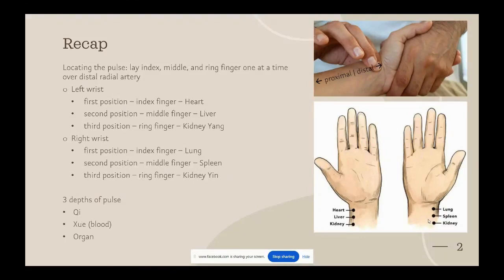And then at each of these three positions, there are three depths of the pulse: the superficial level, which corresponds with the qi, the middle level, which corresponds with the shui or blood, and the deepest level, which corresponds with the organs, or the yuan qi, some say, which is our prenatal qi, the qi that we are born with. So you can come back to this slide if you need, or to the first class if you need to review that more.